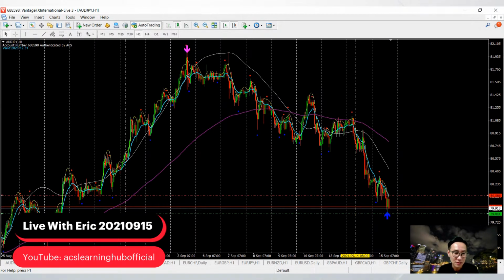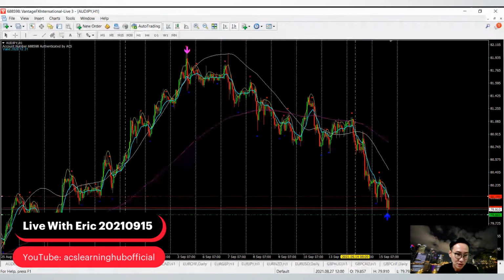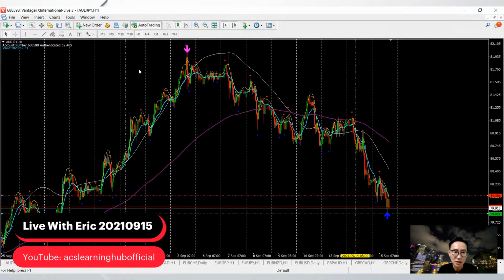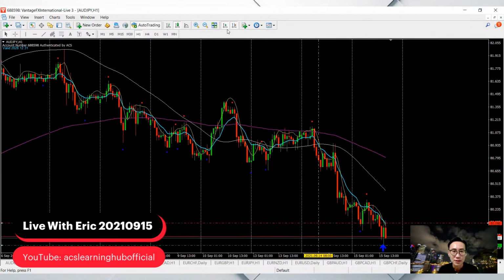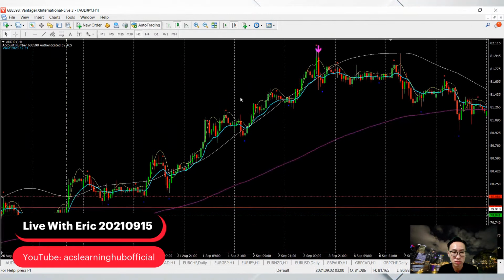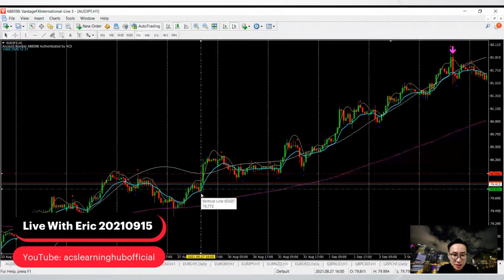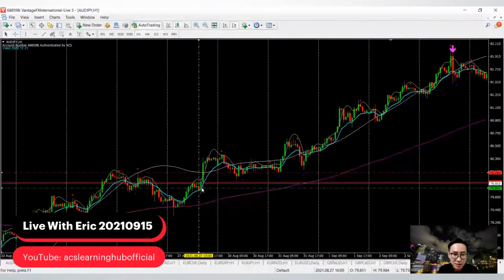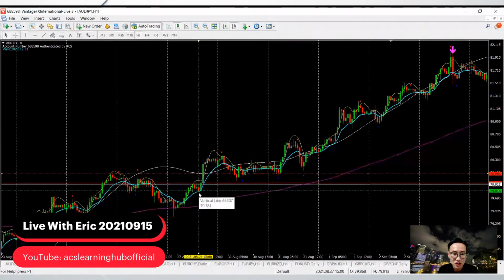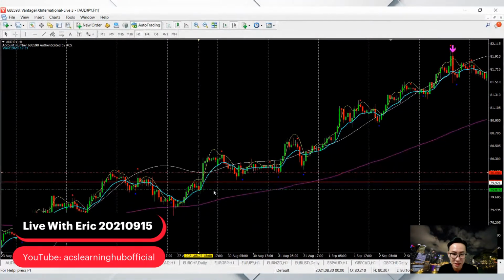So we have to understand. Can you see here? This is a support level. Green, red, green here. Ooh, very cool. Yeah, can you see here? There's a support level here. Right, this is a support level. So when this is a support level, the price is coming down.